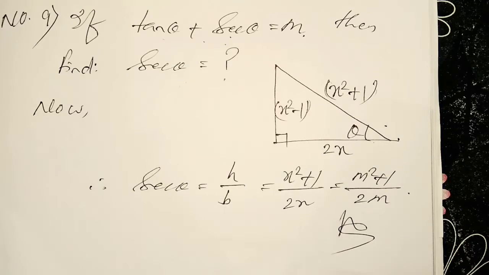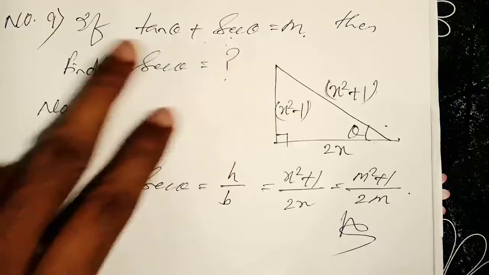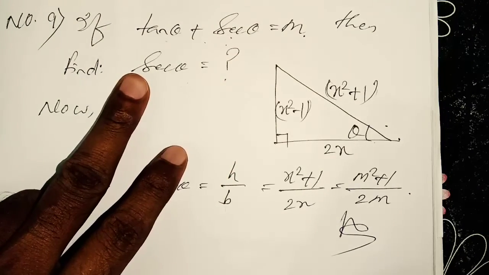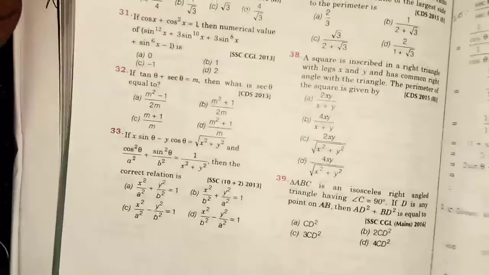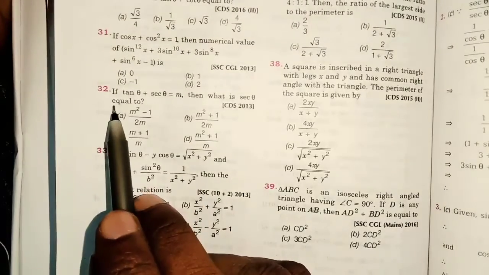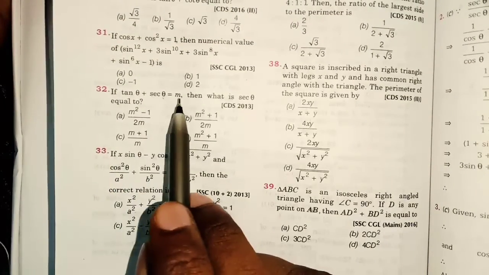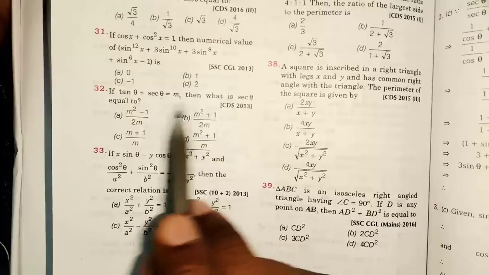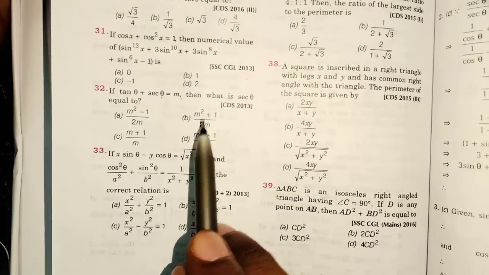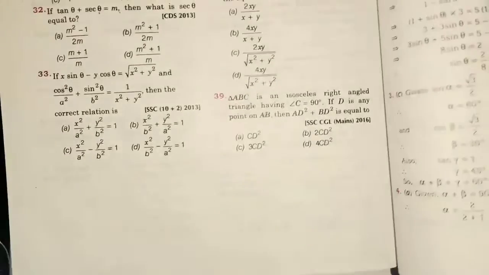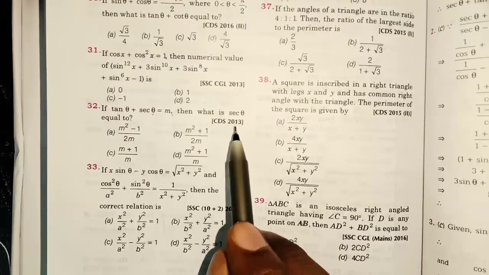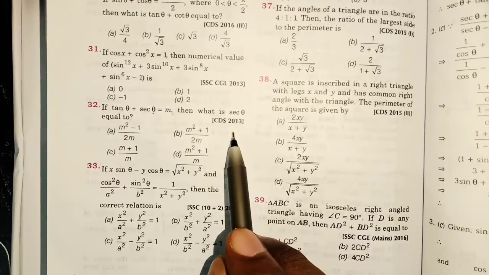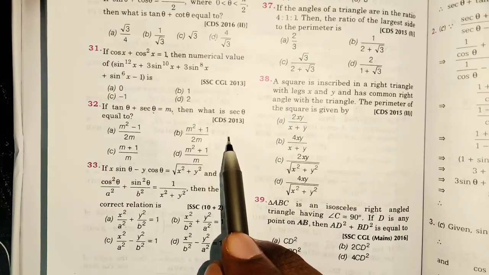So the question is looking difficult: tan theta plus sec theta is equal to m, find the value of sec theta. The answer is m square plus 1 by 2m. I am showing the question from the book, question number 32: if tan theta plus sec theta is equal to m, then what is the value of sec theta? The answer is option B, m square plus 1 by 2m. The question came in the CDS 2013 exam. The question looks difficult, but if you know the trick, it can be solved within a second.